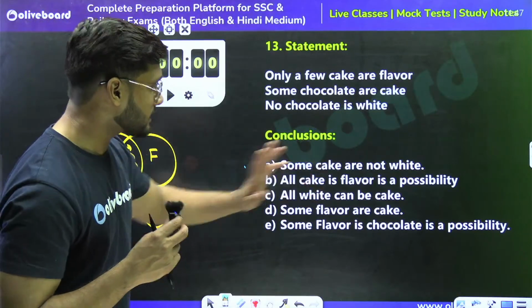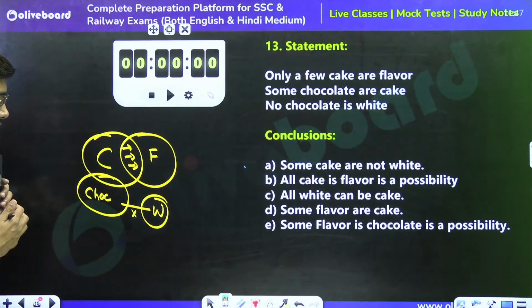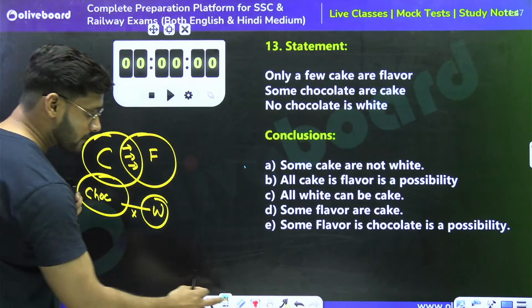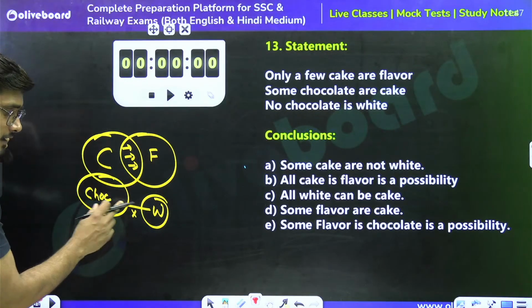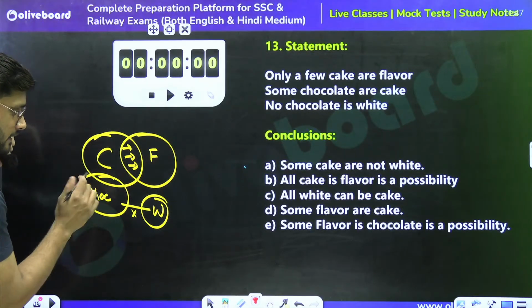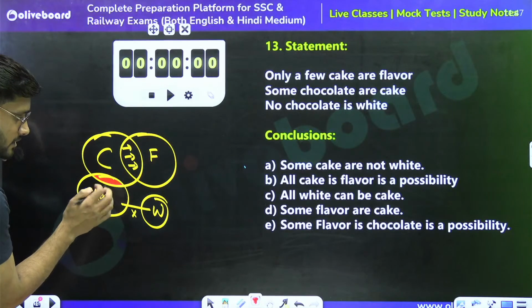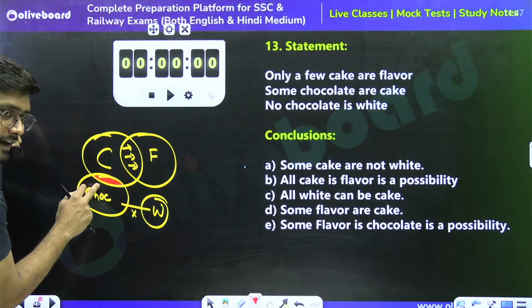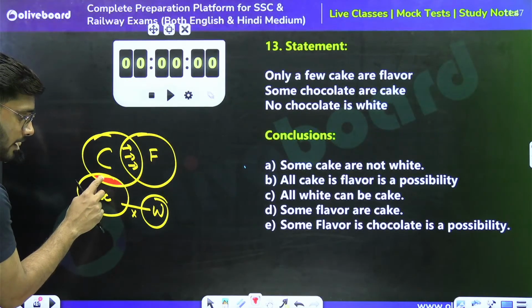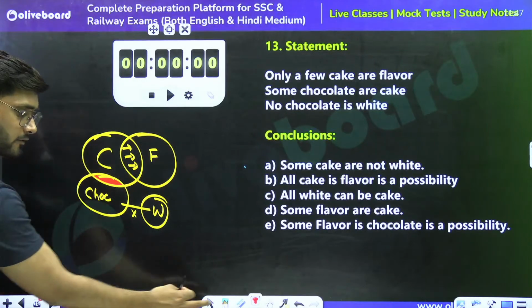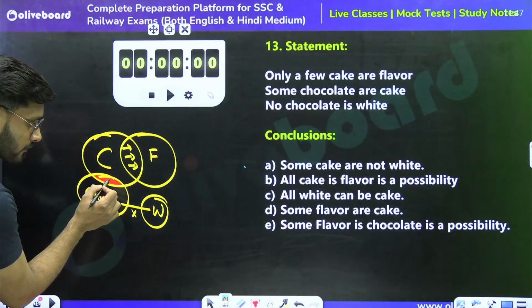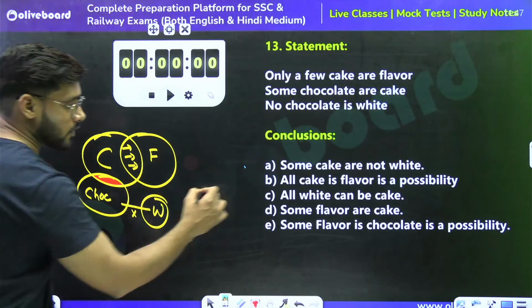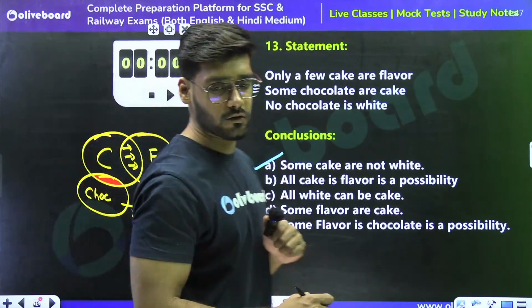Some cakes are not white. See, which of the following cake is not white? White does not hold any relation with chocolate. So this portion which I have colored in red is the part of chocolate and cake. So this part of cake is not white. So conclusion number one is true.